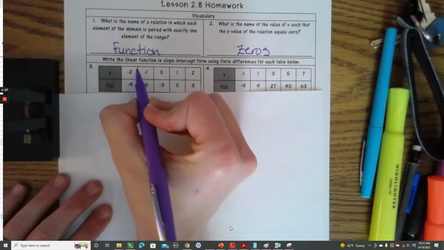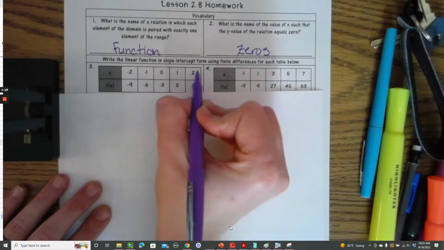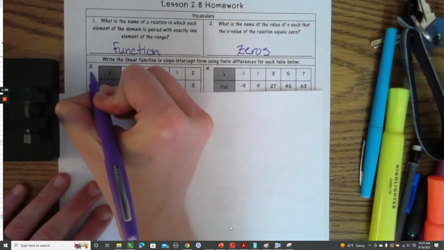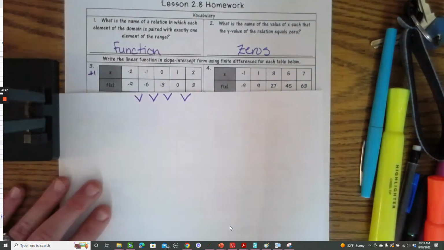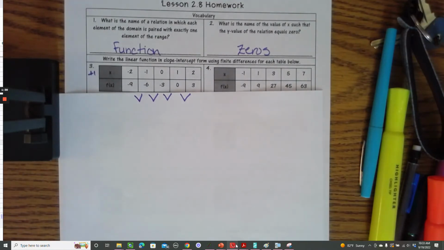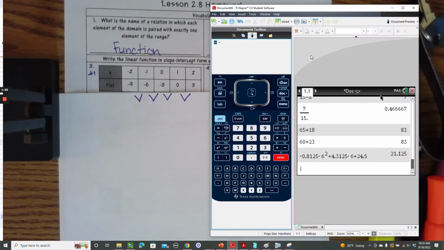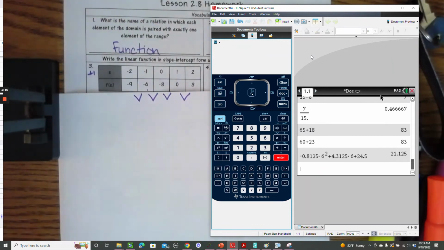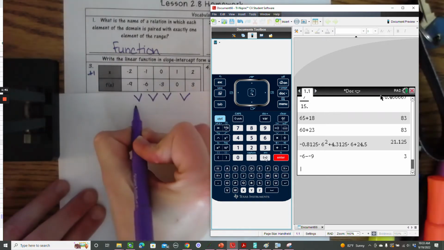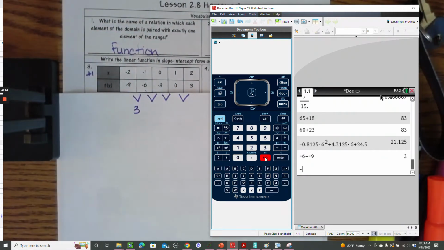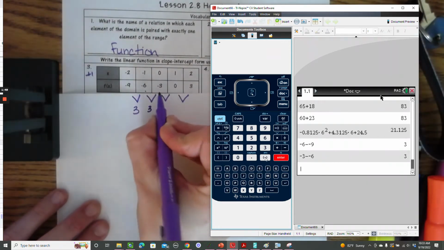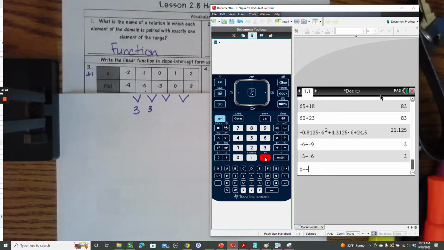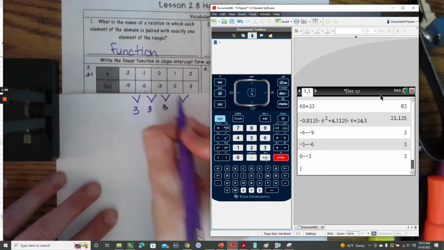All right. So what's the change in x? How is x changing every time? They're adding 1. Okay. So now we got to find, and we know they're linear, so we know it's going to be a first difference. Do y'all remember how to find the first difference? Work backwards. -6 minus -9. So that one is a 3. Then we do -3 minus -6. That one's a 3. 0 minus a -3 is a 3, and then 3 minus 0 is 3.